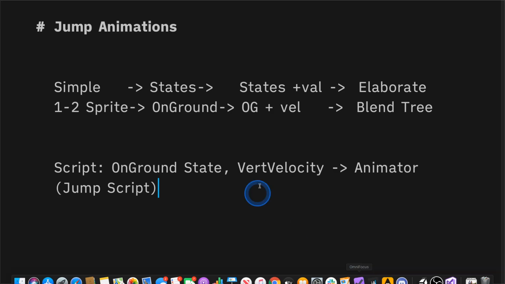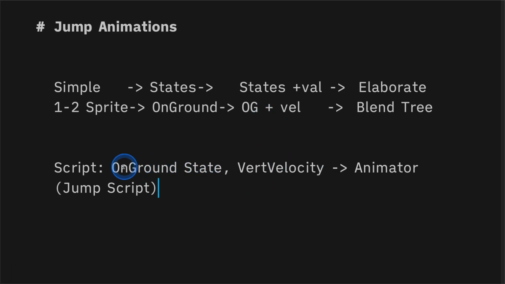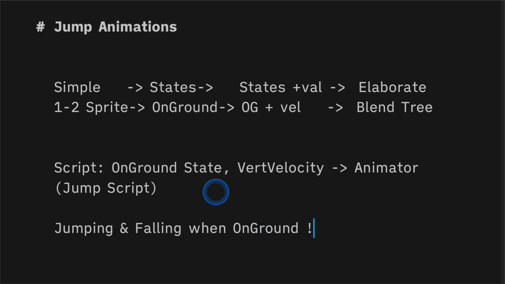One is going to be the jump and one is going to be the fall. If we quickly go back to our original slide, we said that we wanted to base these two animations on our on-ground state and our vertical velocity state. To be more specific, we want to be jumping and falling when we're not on ground, that is, on ground equals false, and our vertical velocity is non-zero.